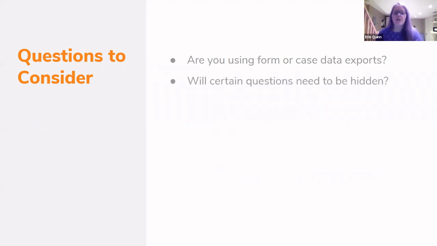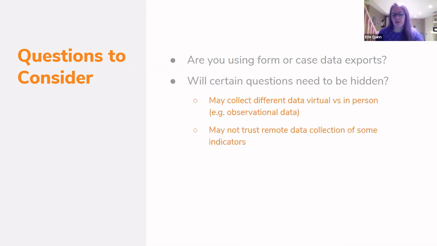Next, you need to think about how certain questions need to be hidden. If I'm doing something remotely versus in person, is there something that doesn't make sense for me to ask? For example, if it's a prenatal or an antenatal form, maybe you collect some observational data about how the woman looks, or take fundal height or some measurement like that. For growth monitoring, we could be talking about MUAC or weight. Obviously, those are not indicators that you're going to be able to get if you're not in person. So you may need to hide things like that.